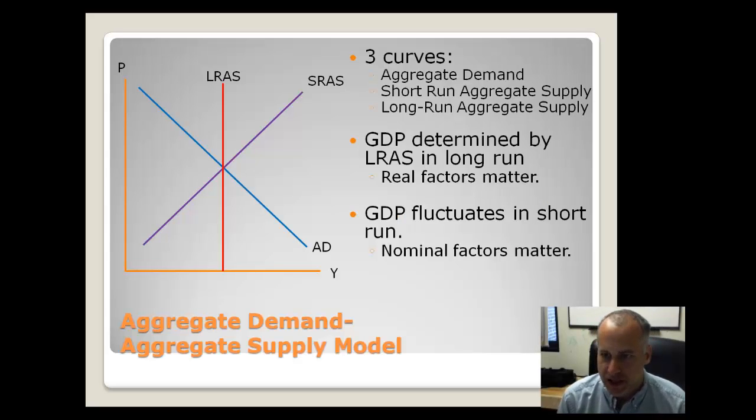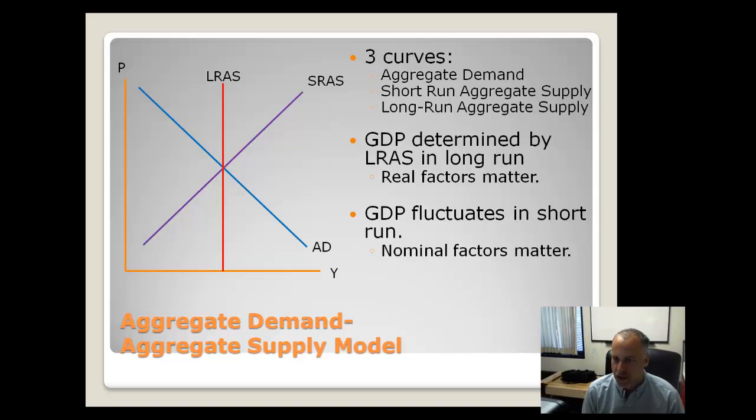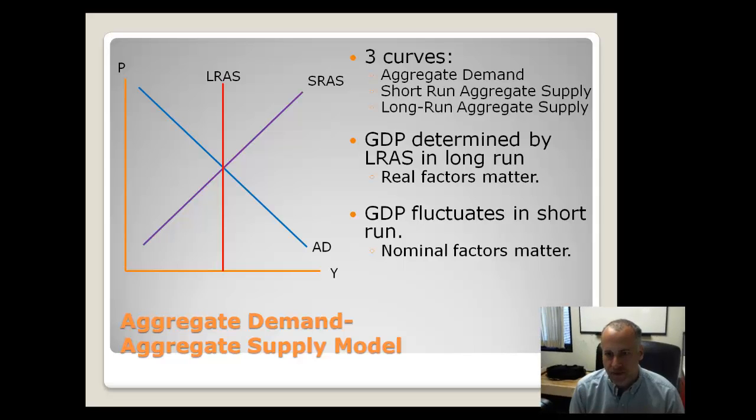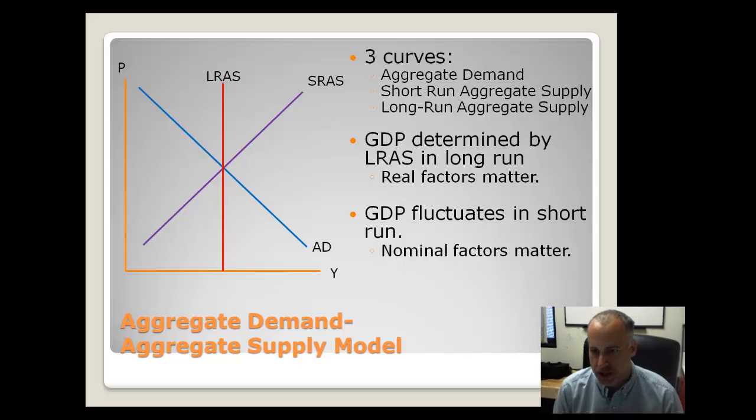Recall from previous lectures and readings that we can describe the aggregate demand, aggregate supply model as the intersection of three different curves. The first one is the aggregate demand curve, which reflects how much people wish to purchase in goods and services at each price level. The short-run aggregate supply curve and the long-run aggregate supply curve.